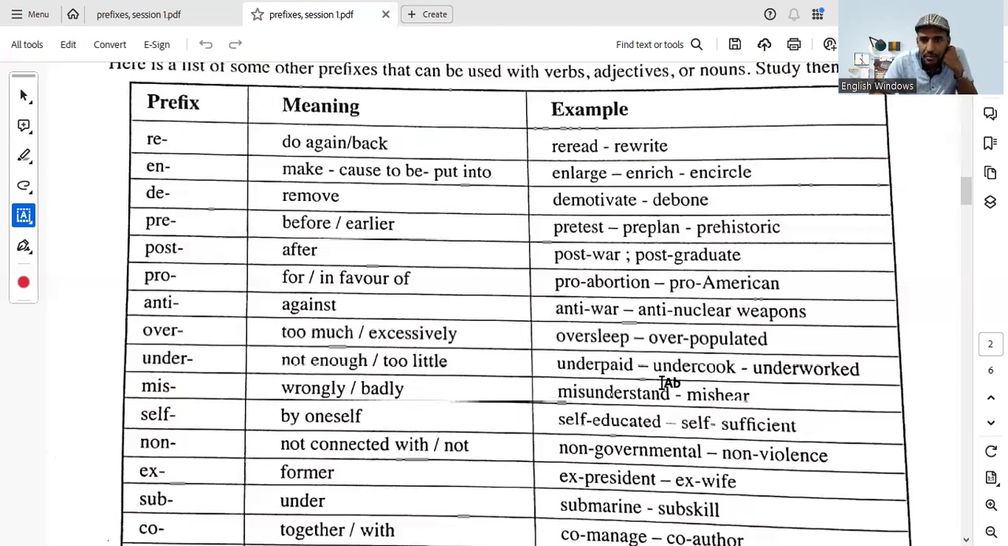Well, we have underpaid, undercooked. To undercook, right? We say, hey, this chicken is undercooked. Undercooked means it's not cooked enough. It's undercooked, right? The opposite of it we say overcooked, it's cooked more than necessary. This potato is overcooked, right? It has all melted in the sauce.